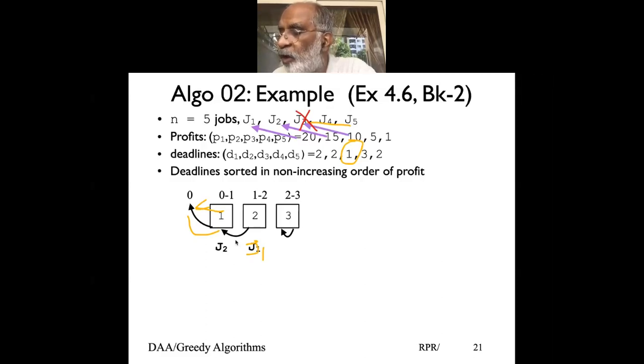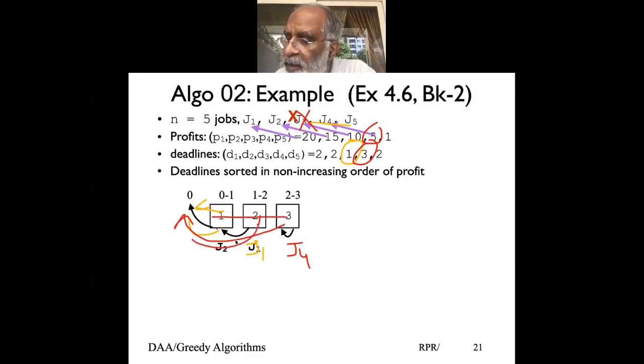Now we look at job 4. Job 4 has a profit of 5 and a deadline of 3. Slot 3 is free, so we schedule J4 here. But now the next available free slot is neither 2, since 2 is booked, nor 1, since 1 is booked. So this should be pointing to empty. And since I'm searching from the beginning, on the path I will also make 2 point to empty. This is what we did in union find, which is called path compression.